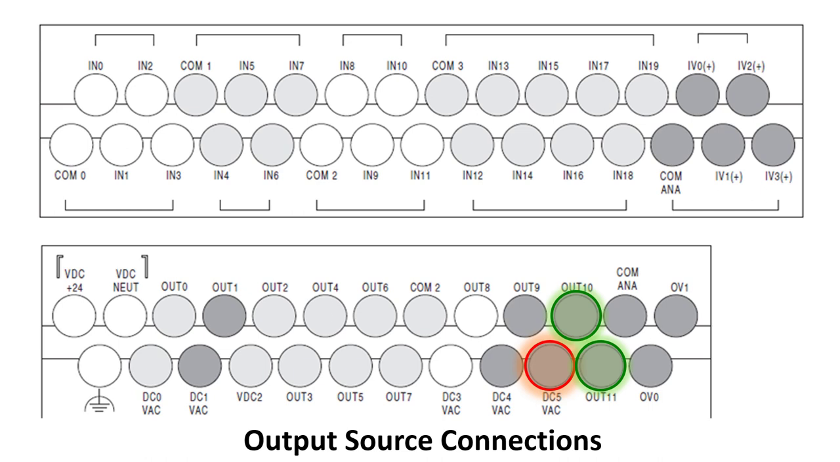And then DC 3 with output 8, DC 4 with output 9, and DC 5 with output 10, 11. All five of those can either be DC or AC, but not both. In other words, DC 0 could be an AC circuit and DC 1 be a DC circuit. DC 3 could be AC or DC and 4 and 5 and so forth.